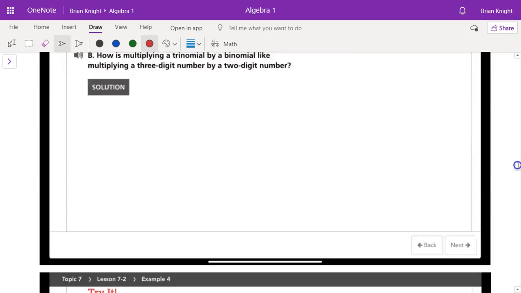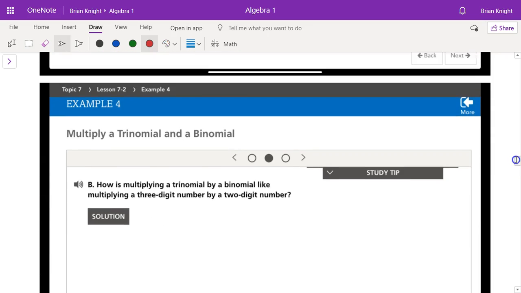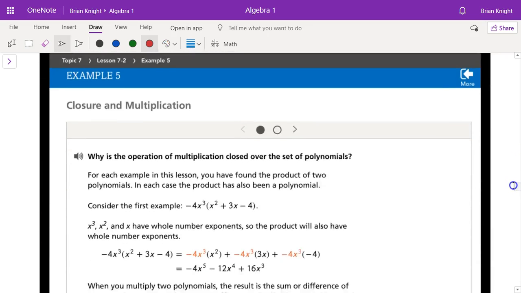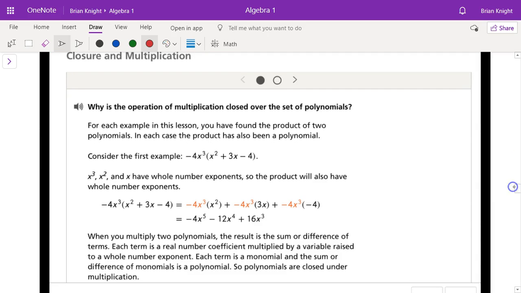We're going to skip the last one. It's doing the same thing. You're multiplying a trinomial times a binomial. This shows closure in multiplication. Closure. All that means is if you multiply a rational number by another rational number, what's your answer going to be? A rational number. So that's the same thing with polynomials.